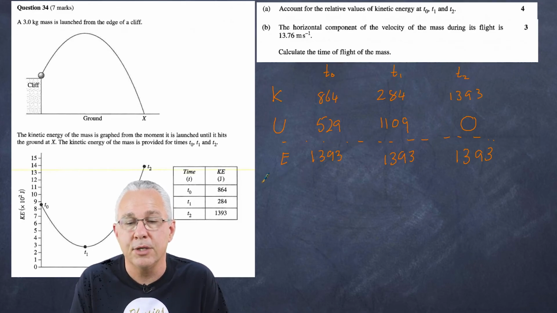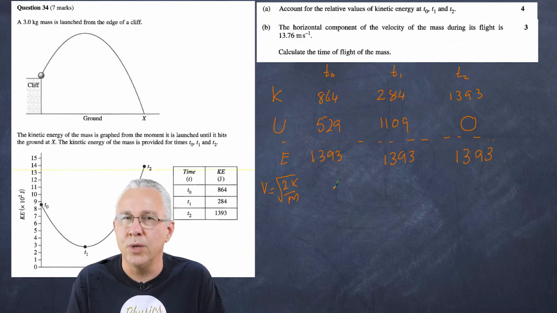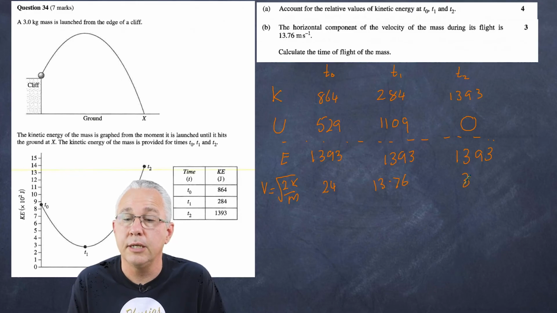And I can, because the velocity is equal to the square root of 2K over m. Now I've just rearranged the kinetic energy formula. And if you work that out, you can get these values. You'll get 24 meters per second for this particular value. You're going to get 13.76 for this one, and you're going to get 30.5 meters per second here.